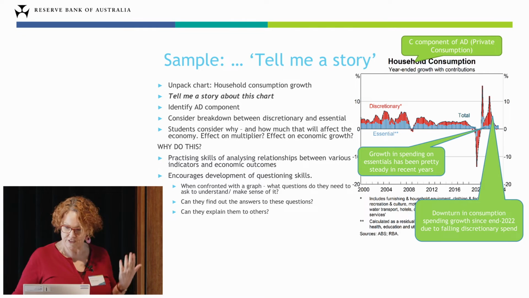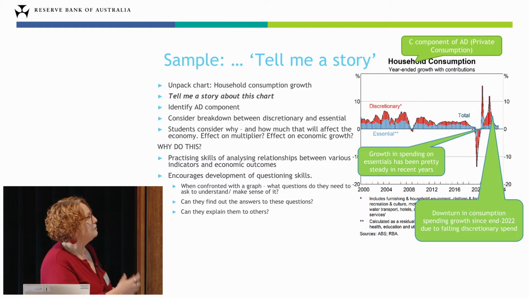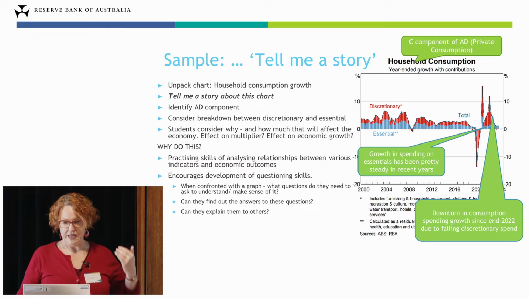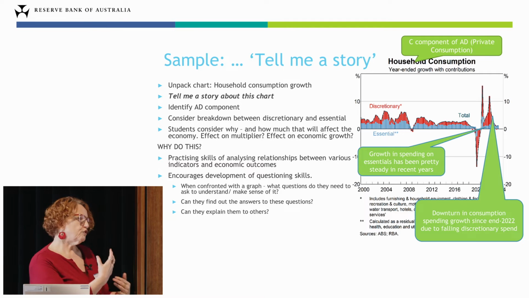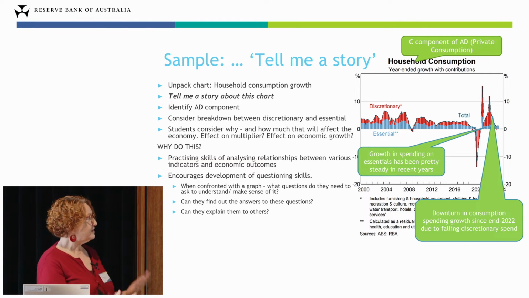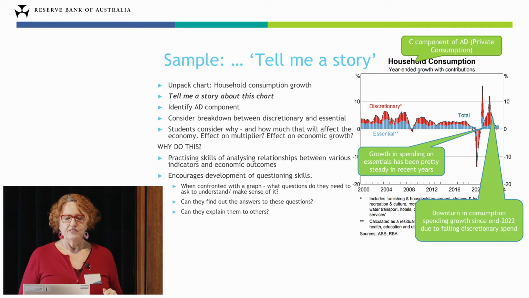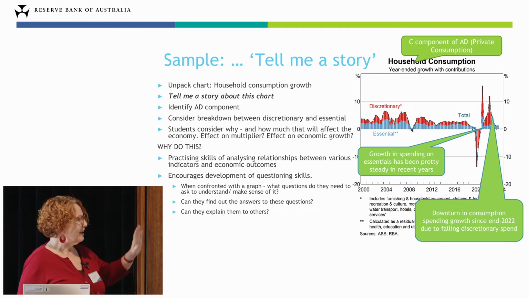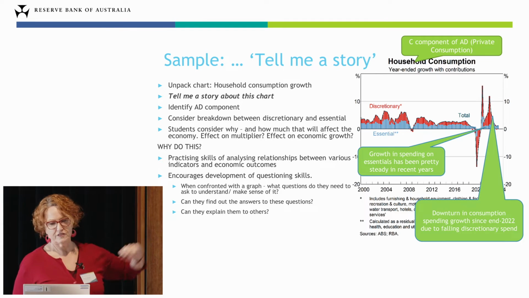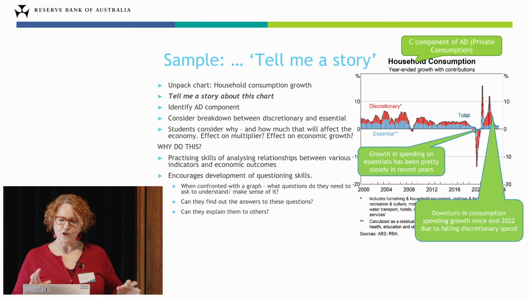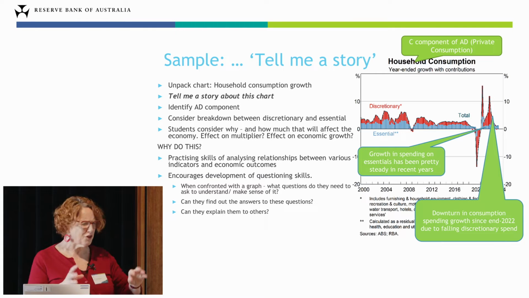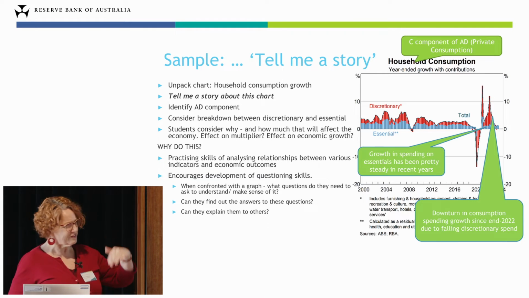First of all, I'm going to tell them household consumption. What do we mean by that? First of all, they would probably identify that it's an aggregate demand component. I love this graph because I love the way it breaks down discretionary versus essential spend. And it shows, and I say to them, okay, so what are those two big spikes up about? And what's the big spike down?